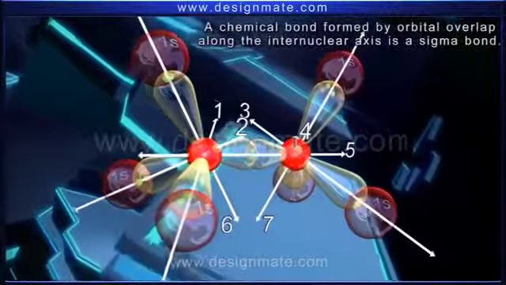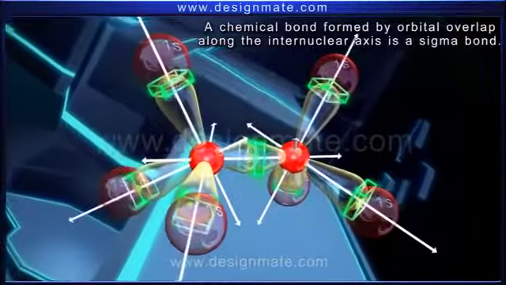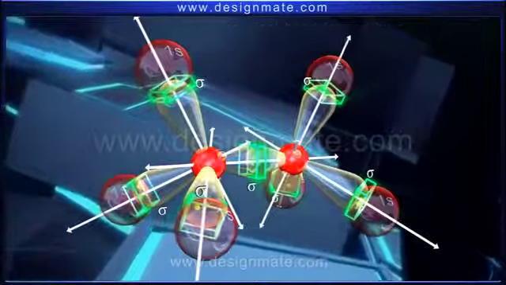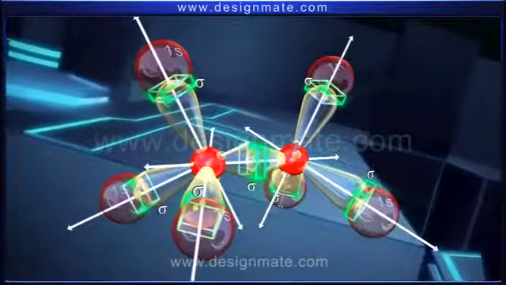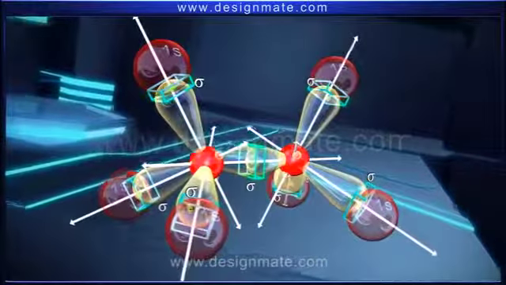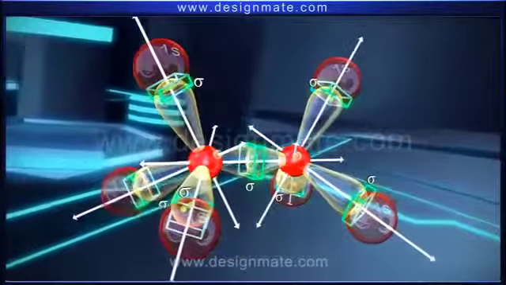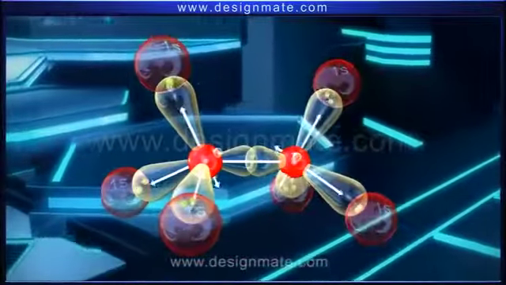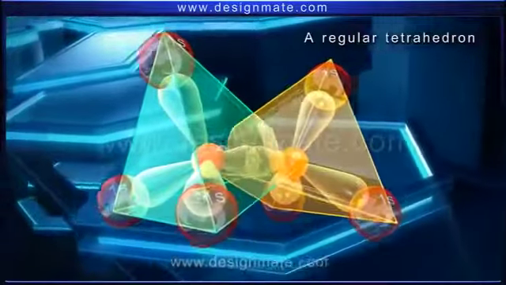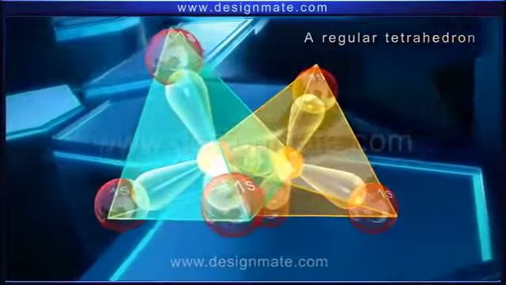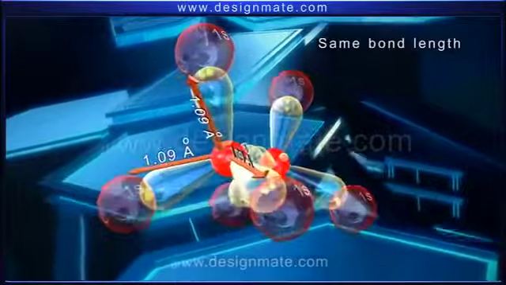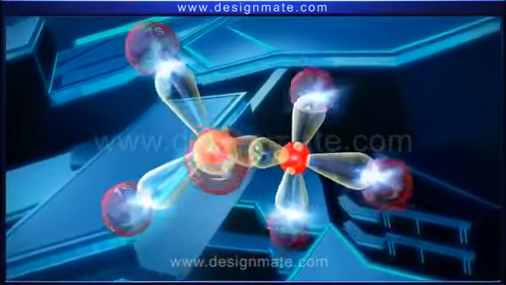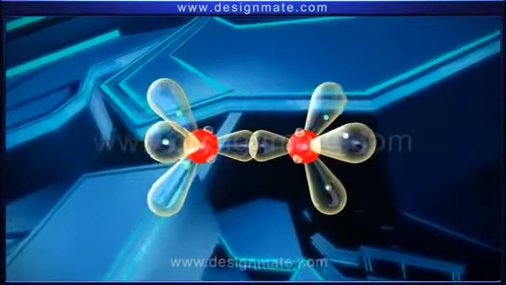A chemical bond formed by orbital overlap along the internuclear axis is a sigma bond. Thus, both the carbon atoms are surrounded by 3 carbon-hydrogen sigma bonds and 1 carbon-carbon sigma bond. These bonds are directed along the corners of a regular tetrahedron, and all carbon-hydrogen bonds are of the same bond length. Let us now remove the 6 hydrogen atoms from this structure.